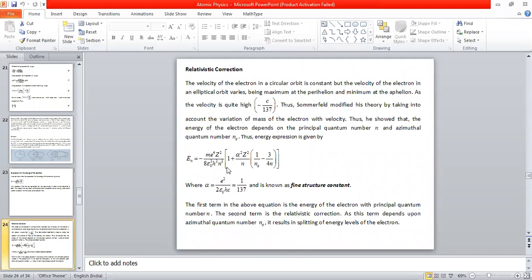So therefore, in this energy expression there are two terms. The first term is the same old Bohr's energy term, whereas the second term is minus m e power 4 z square divided by 8 epsilon square h square n square into the term alpha square z square by n into 1 by nφ minus 3 by 4n. So this is the second term. This second term actually comes into picture because of the introduction of the variation of the mass of the electron due to the variation of the velocity. Okay.